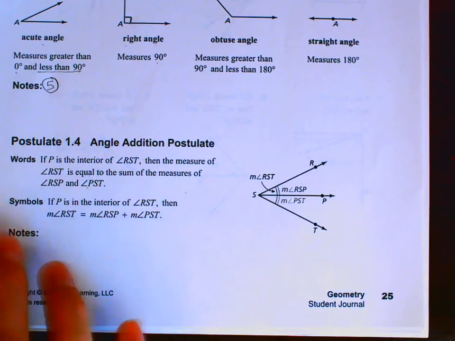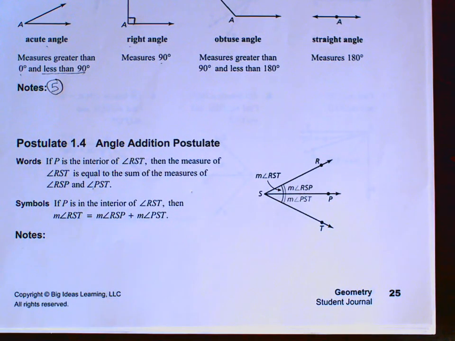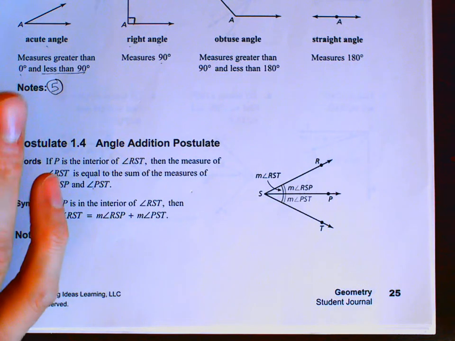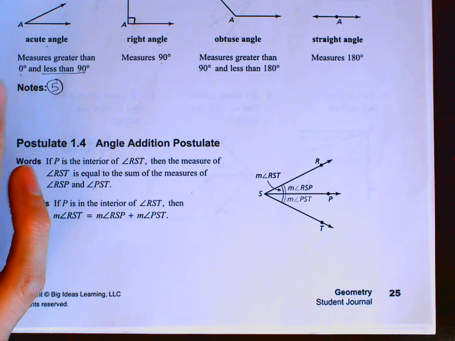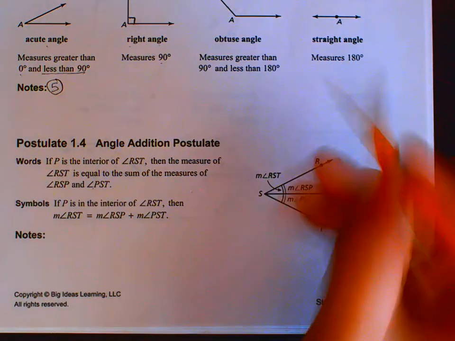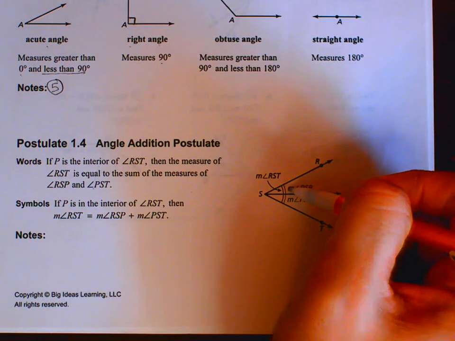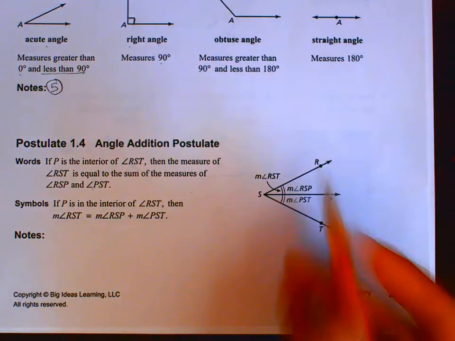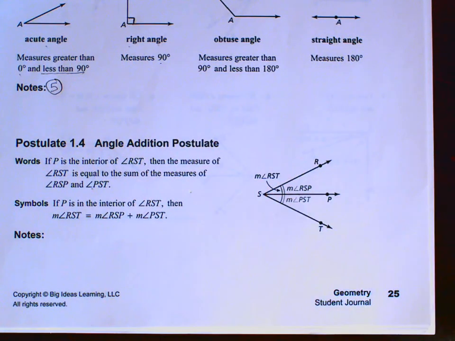Now, postulate 1.4, called the angle addition postulate. Okay, so it's a little wordy. All it really is, is that it allows you to add 2 angles together to make a bigger one. Kind of similar to the segment addition postulate, but for angles. So if you have this angle and this angle, when you add them together, you get the larger angle. It's the sum of them.